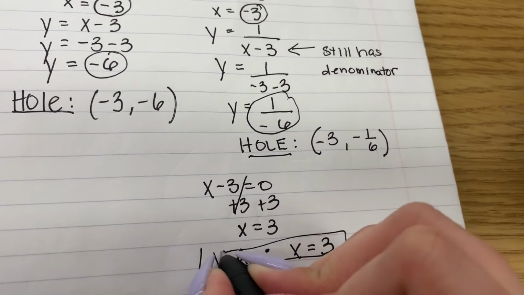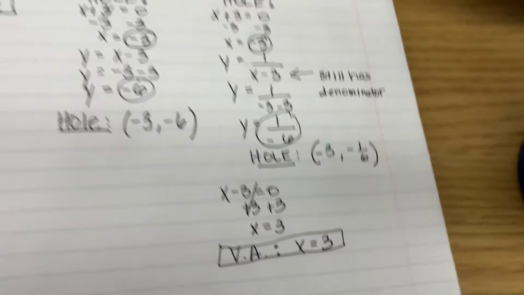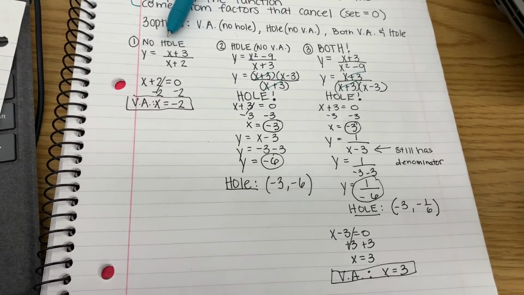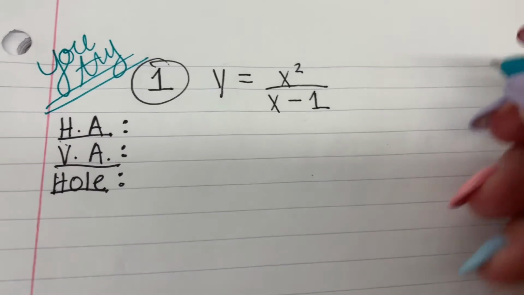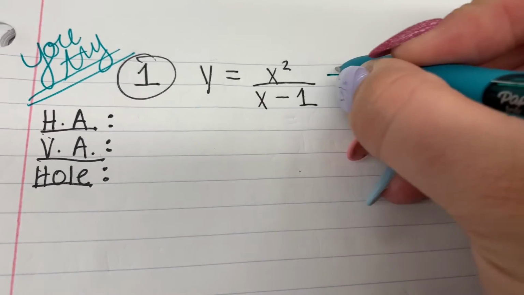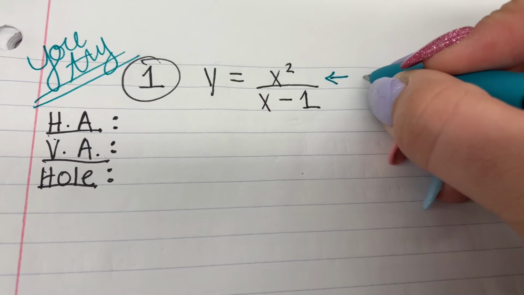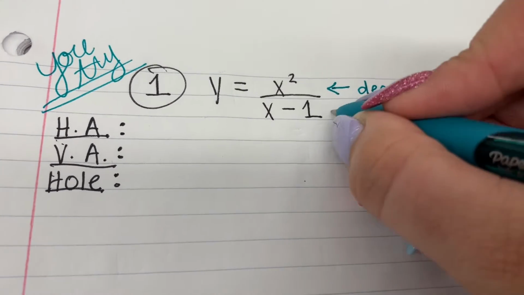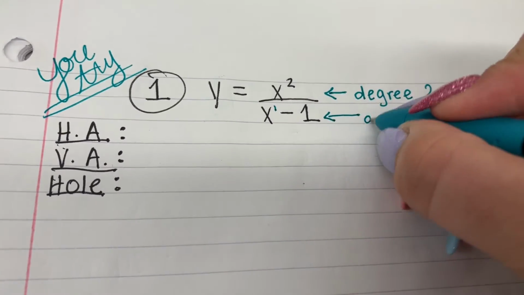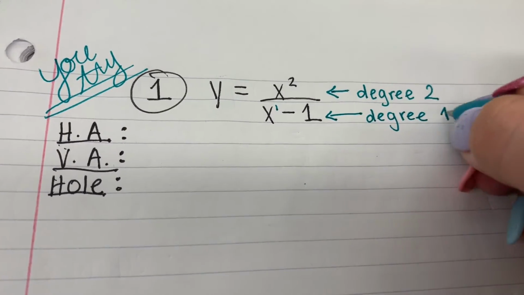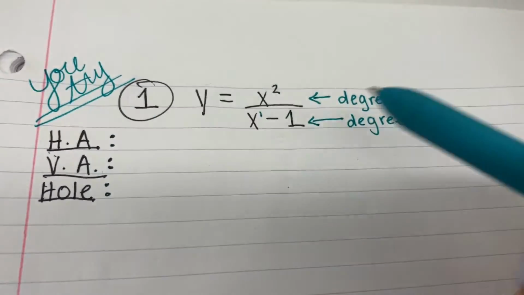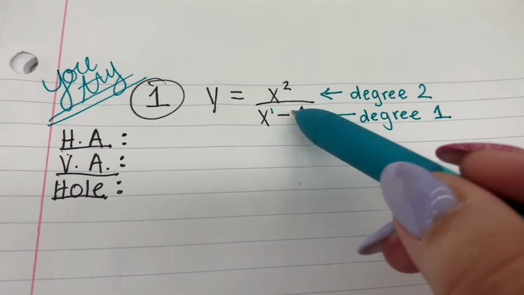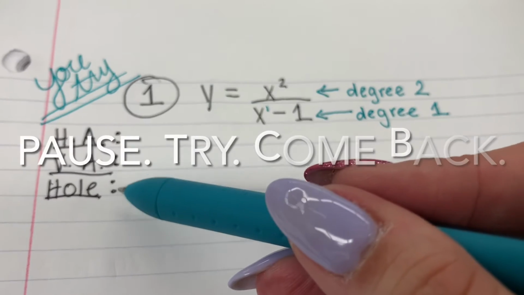You could have multiple vertical asymptotes. You could have multiple holes in your graph. You could have one and not the other. There are endless options here. We're going to try a few of these. Remember that to find your horizontal asymptote, you are analyzing the degree of the numerator and the degree of the denominator. For your vertical asymptote or your hole, you are looking at your denominators. You're looking to see if anything cancels. So pause the video here and come back when you're done so we can check these.